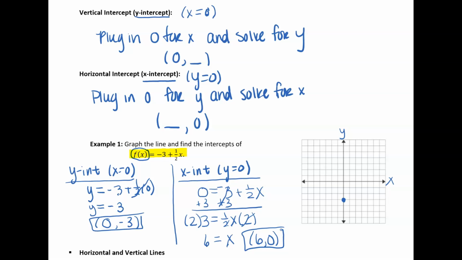So that would be my x-intercept. So I'm going to come over here, 1, 2, 3, 4, 5, 6, and I can put a dot. So just by using my x-intercept and my y-intercept, I now have the way this line looks.